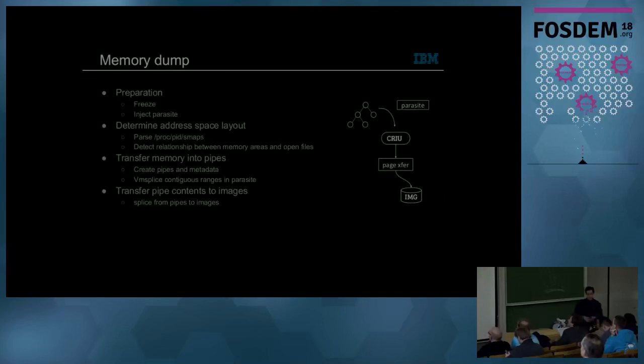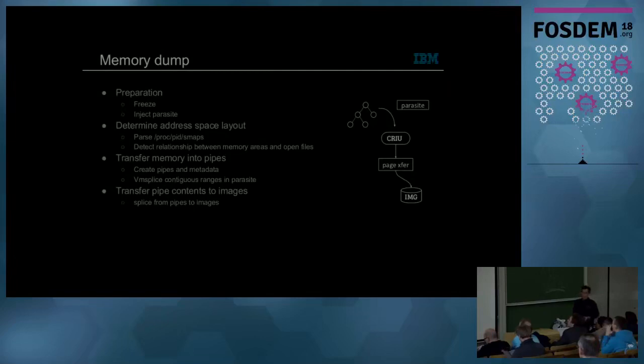So when CRIU performs a memory dump, first of all, it freezes all the processes it would like to checkpoint and injects parasite code into the victims. Most of it is done using ptrace calls with different parameters. The next step, CRIU parses both PID maps and smaps to determine the virtual address space layout of the processes. It also detects the relationship between virtual memory areas and the files that back them.